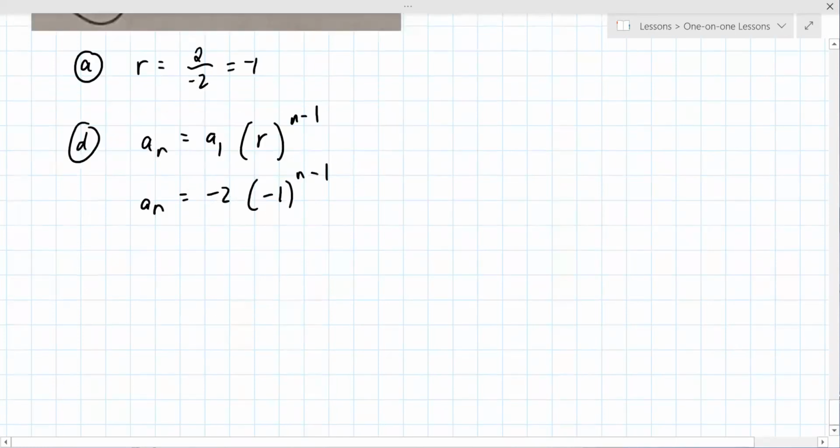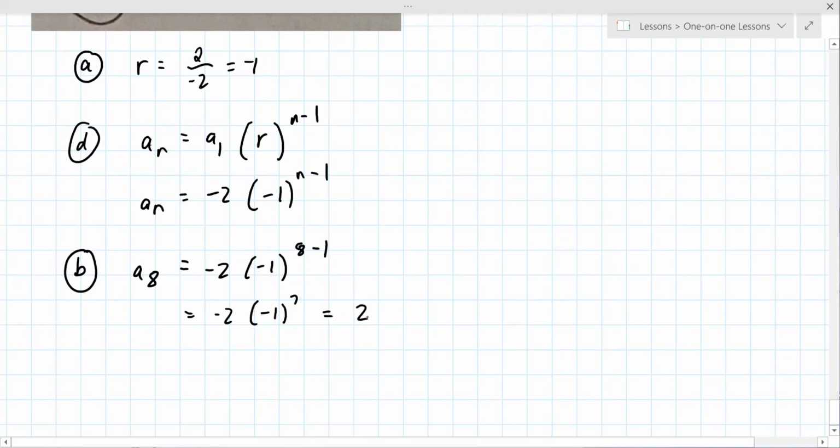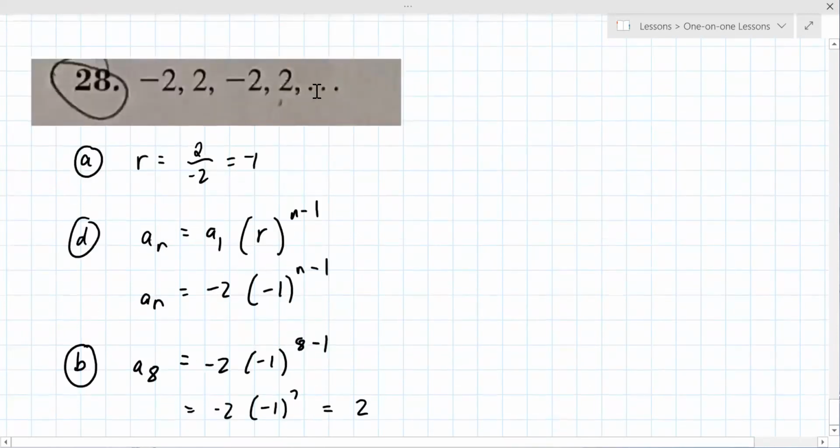And then part B is to find the 8th term. So this is -2 times -1 to the 7th power. -1 to the 7th power is -1. -2 times -1 is 2. You could also figure that out by writing out a bunch of these if you wanted.